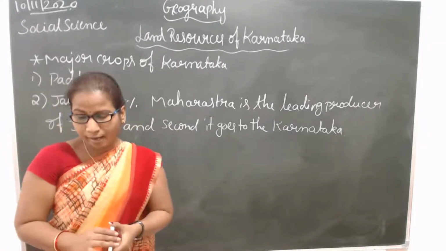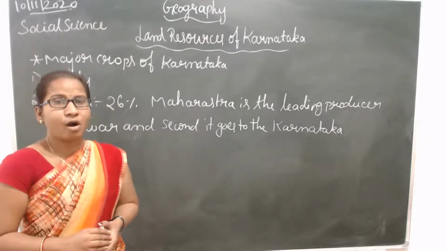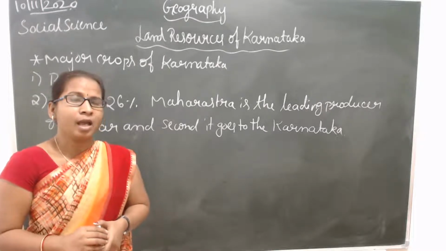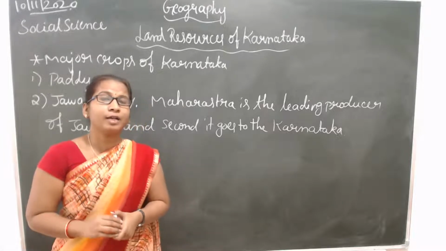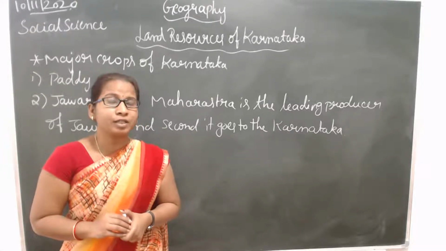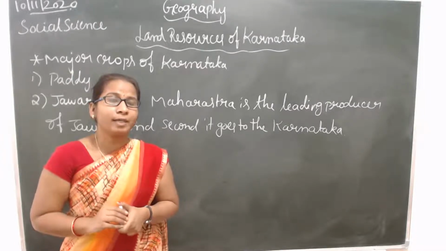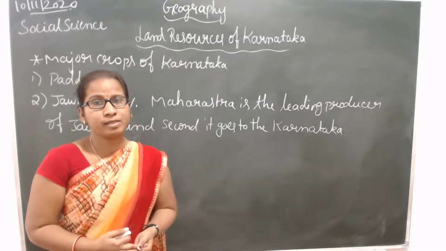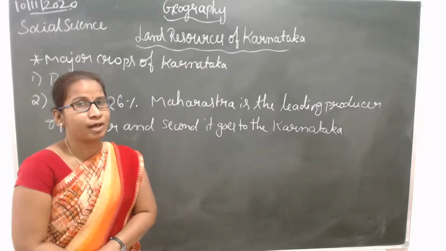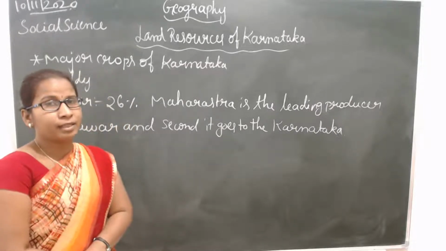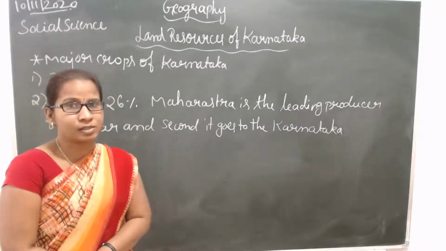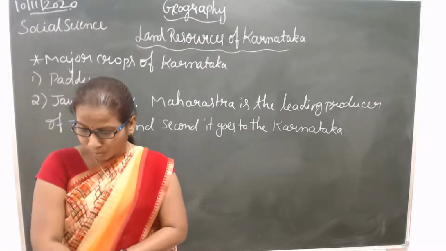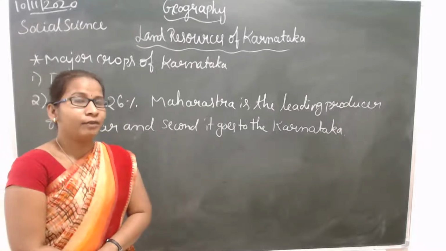So certain climatic conditions are required. All crops require different types of climates and different types of soils. Based on the availability of land, temperature and soils, they grow different types of crops. For the cultivation of jawar, we require soils called red soil, black soil, and post alluvial soils. These soils are suitable for growing jawar.